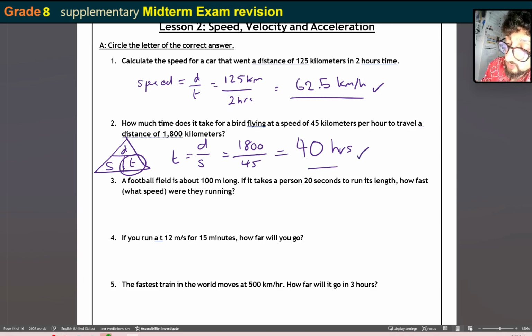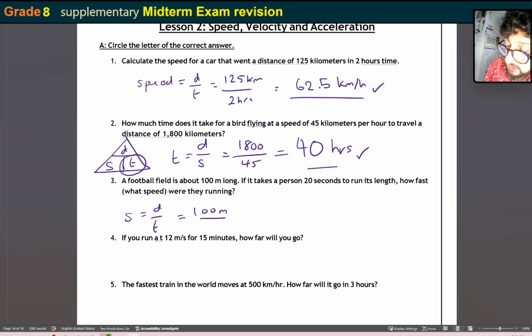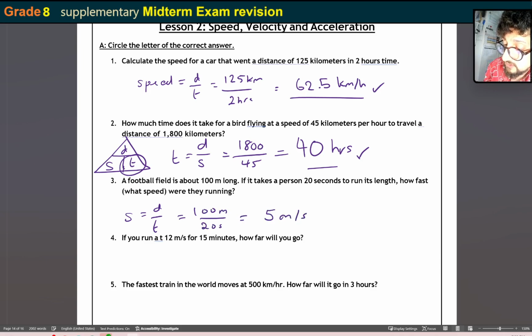A football field is about 100 meters long. If it takes a person 20 seconds to run its length, how fast is the person? So once again, speed equals distance over time, which equals 100 meters in 20 seconds, or 5 meters per second.